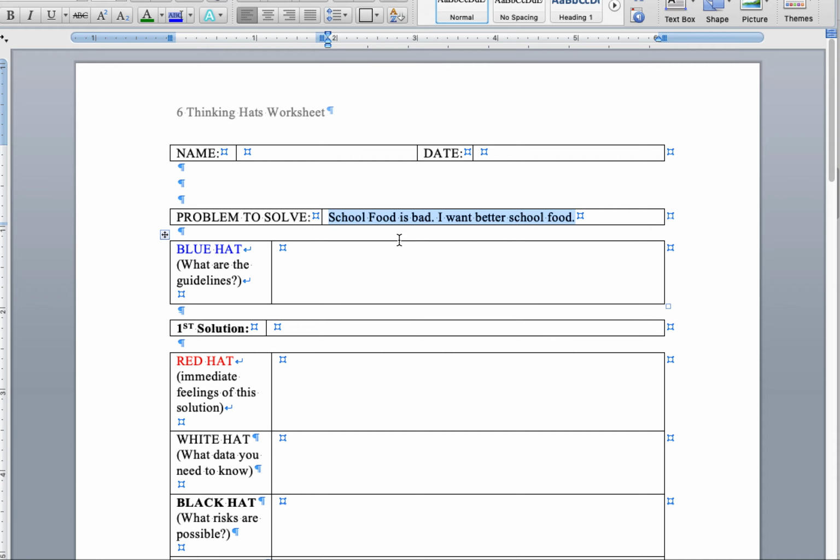So the first thing we're going to do, now that we have established that we have a problem, is use the blue hat. The blue hat is called the guidance hat or the process hat. Think of it like Pirates of the Caribbean. What's the code of the pirate? What are the guidelines that we're going to be following here?